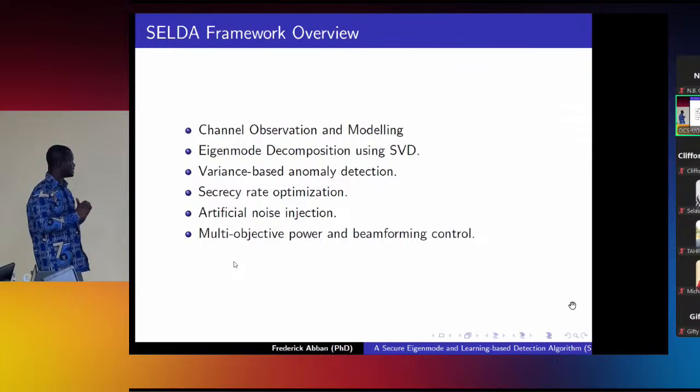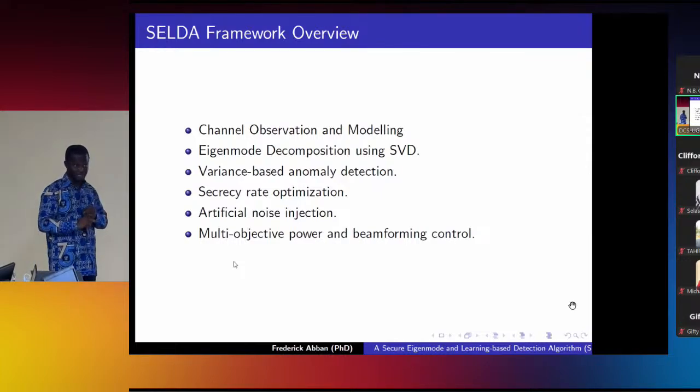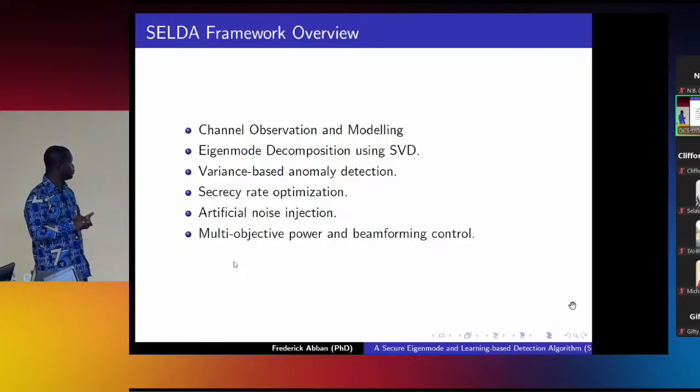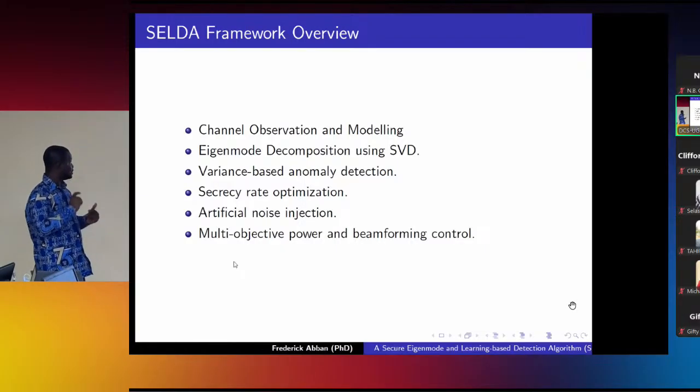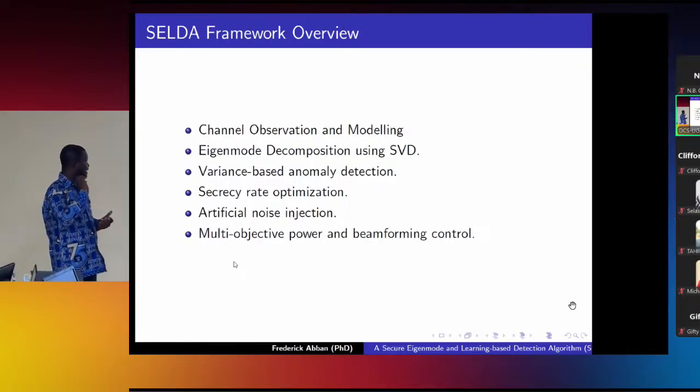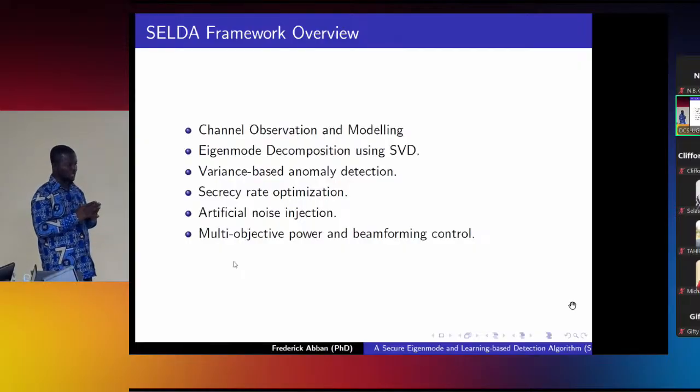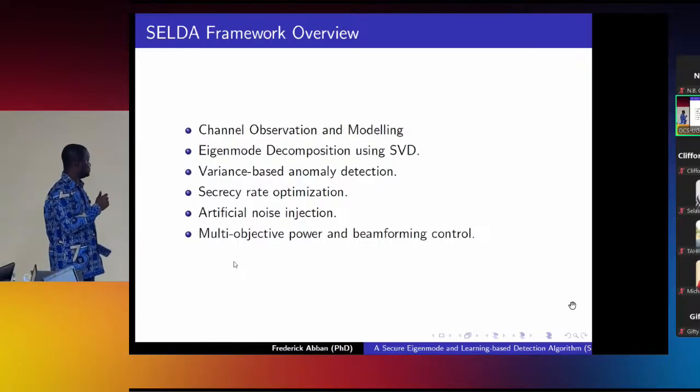And what we looked at, or the blocks of the framework, is made up of channel observation and modeling. We are looking at eigenmode decomposition. We are looking at variance-based anomaly detection, secrecy rate optimization, and then we inject artificial noise to deal with the intrusion, and then to also make sure that at the end of the day, the signal that will be transmitted is as accurate as what initially came in. And then we do multi-objective power and beamforming control.